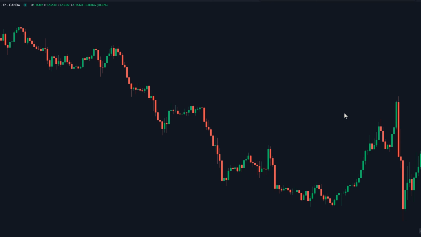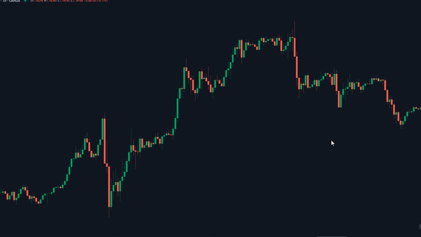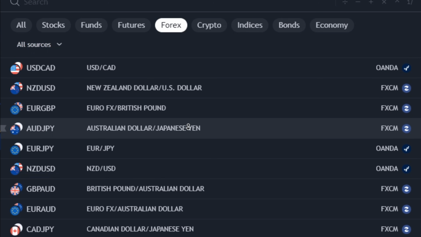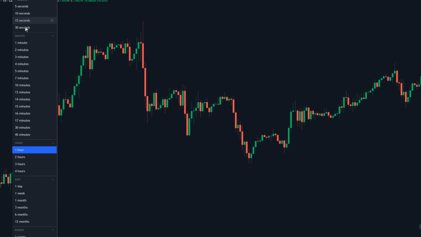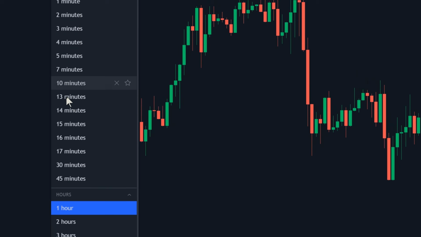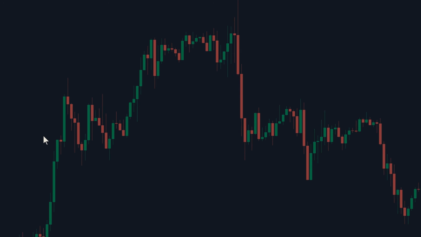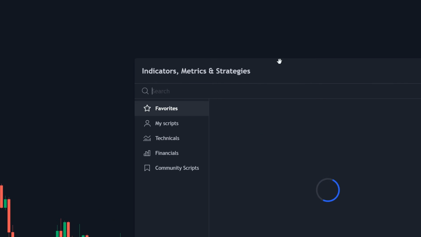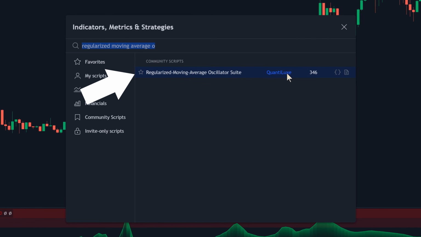Let's get into it. Now, this indicator is called Regularized Moving Average Oscillator. To add it to your chart, you're gonna go to TradingView, and then select any trading security that you like. As for the time frame, choose anything between 5 minutes and the 4-hour time frame. For me, I'm gonna go with 15 minutes. Then access the indicator search tab, type in Regularized Moving Average Oscillator, and select this one by Quantilux.